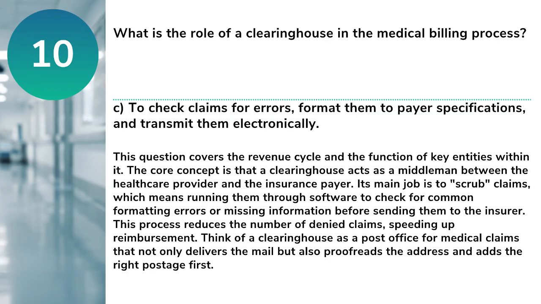Its main job is to scrub claims, which means running them through software to check for common formatting errors or missing information before sending them to the insurer. This process reduces the number of denied claims, speeding up reimbursement. Think of a clearinghouse as a post office for medical claims that not only delivers the mail but also proofreads the address and adds the right postage first.